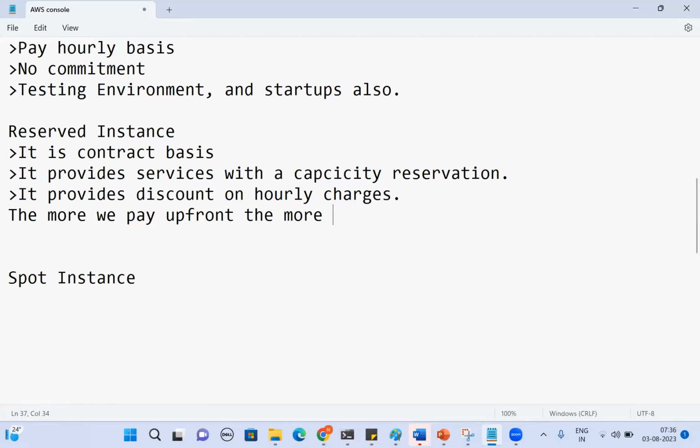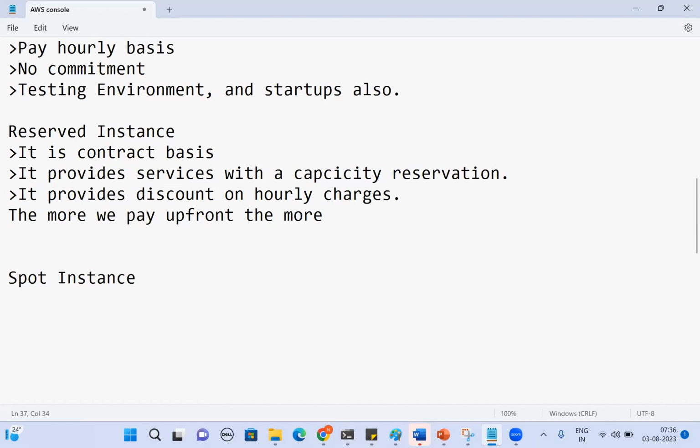Upfront means advance. If you pay the payment in advance, they will increase the tenure of your usage also. As I explained before, as per the reservations and the capacity, if you pay in advance, they will increase the tenure or give a few more features of using the instances. This is what the reserved instance is.